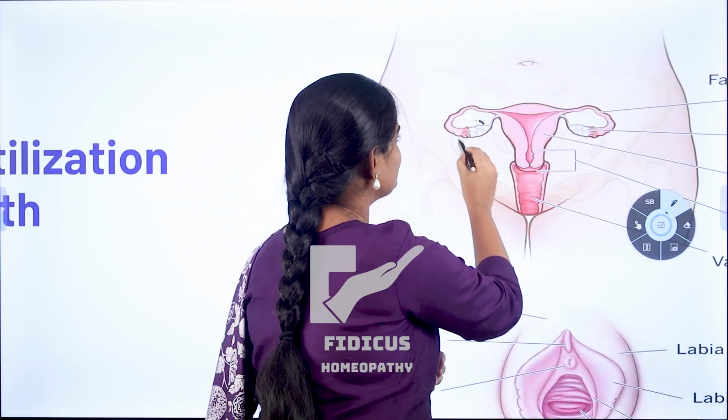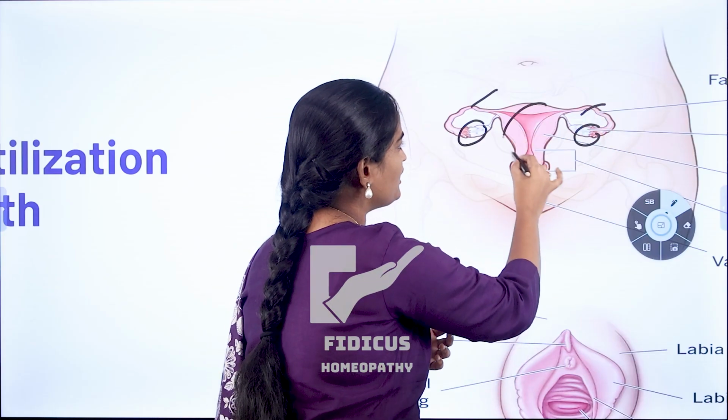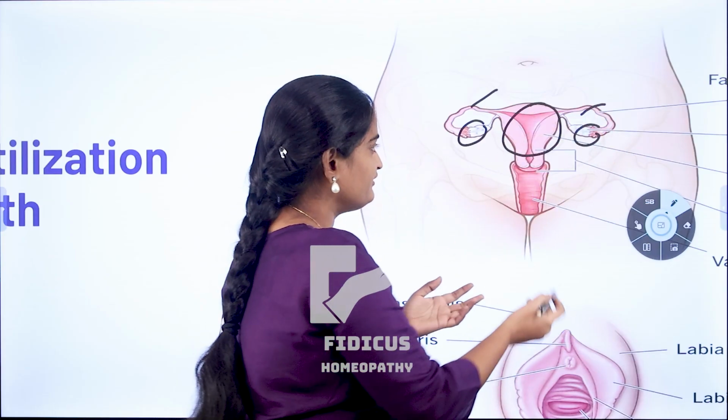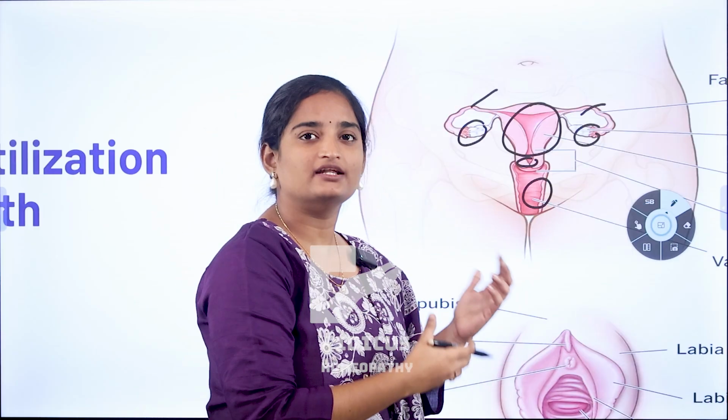Internal organs include the ovaries, the fallopian tubes, the uterus, this central hollow muscular organ called the uterus, the cervix, and this is the vagina. All these parts constitute the internal reproductive system.